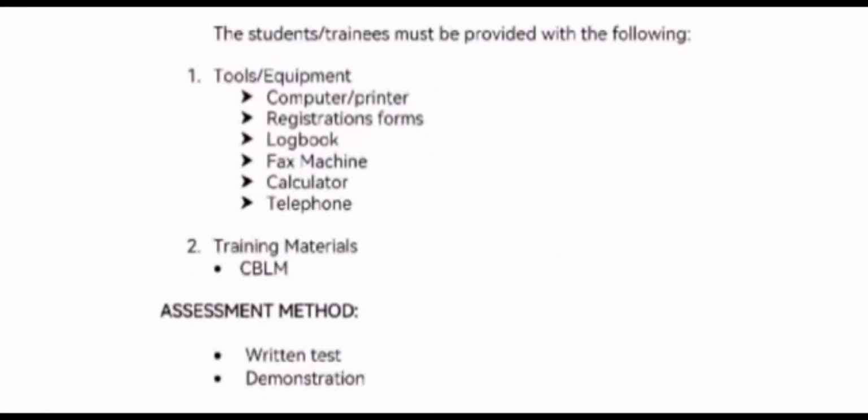But before we proceed, the students, trainees must be provided with the following. First is the tools and equipment, which is the computer, printer, registration forms, logbook, fax machine, calculator, and telephone. And two, training materials, which is the CBLM.